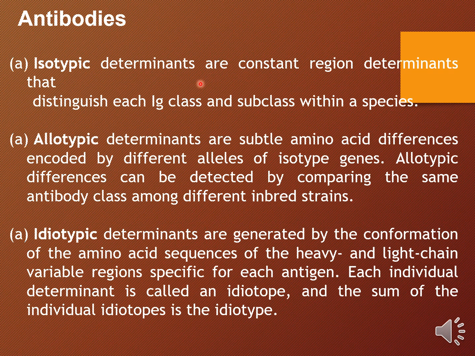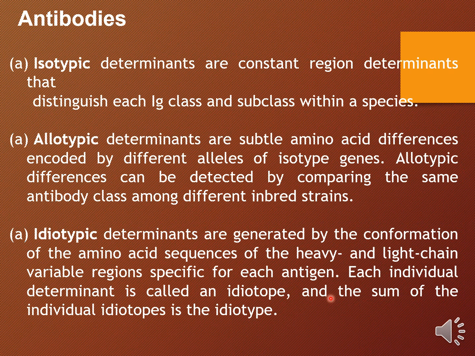Right, so this is just to emphasize again, isotypes, isotypic determinants. Is this a part that is found in the same species, but found in the different immunoglobulin class and subclass? Right, so when we say inbred, that means they may come from the same parent, but they are made to produce another being.